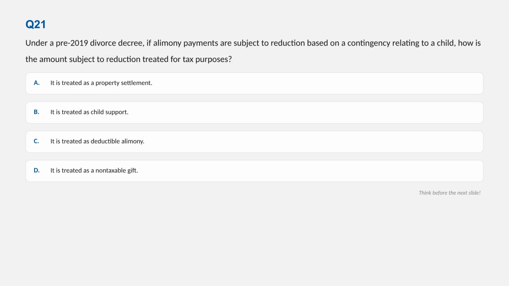A. It is treated as a property settlement. B. It is treated as child support. C. It is treated as deductible alimony. D. It is treated as a non taxable gift.